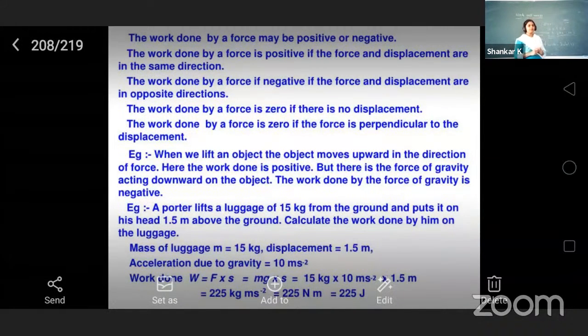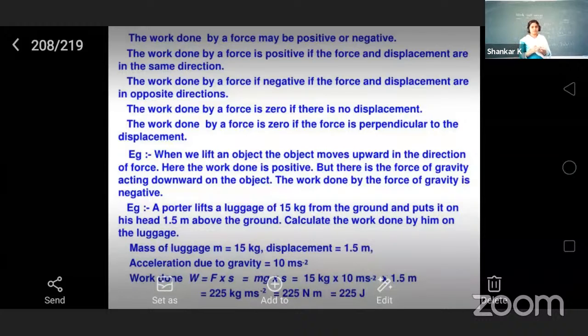The work done by a force is zero if the force is perpendicular to the displacement. For example, when we lift an object, the object moves upward in the direction of the force.